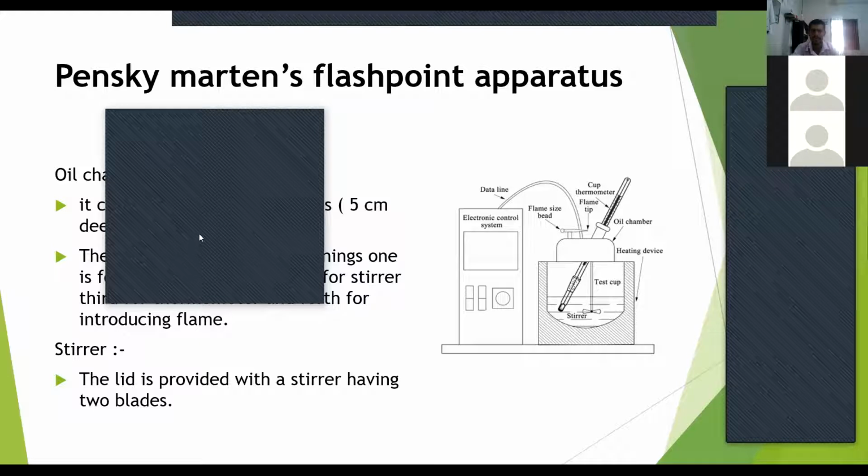Reconnecting, sir. Sorry, network problem, reconnecting. Okay, now you can hear me, right? Yes, sir. Okay.